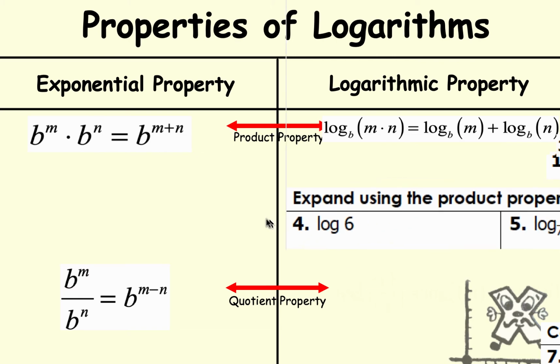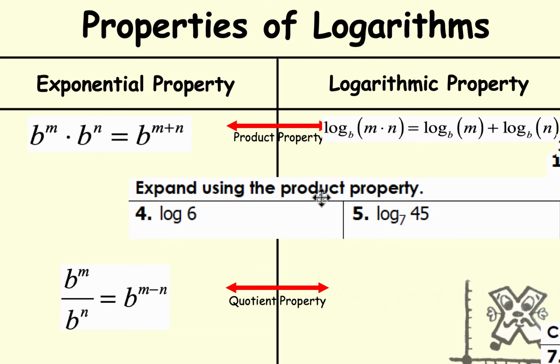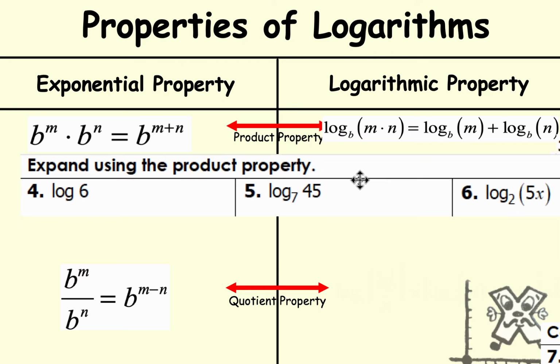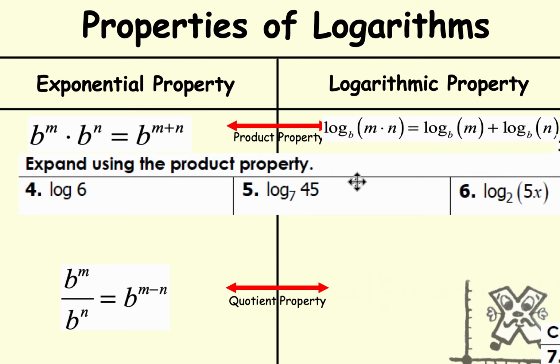Okay, so just like you can condense, you can also expand. Sometimes it's hard to see how you're going to expand it, so here we are at number 4. What this is saying is, can I break the 6 up into something that is a product of two numbers? Well, yeah, because 2 times 3 makes 6. So I rewrite this as the common log of 2 plus the common log of 3.